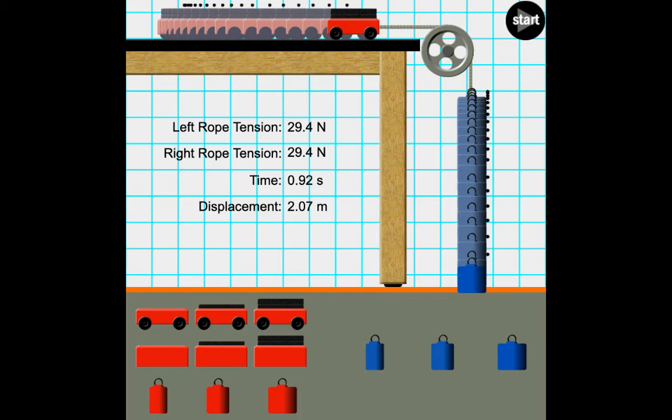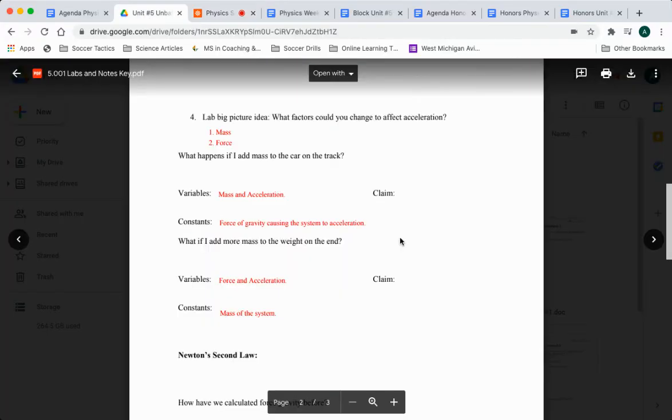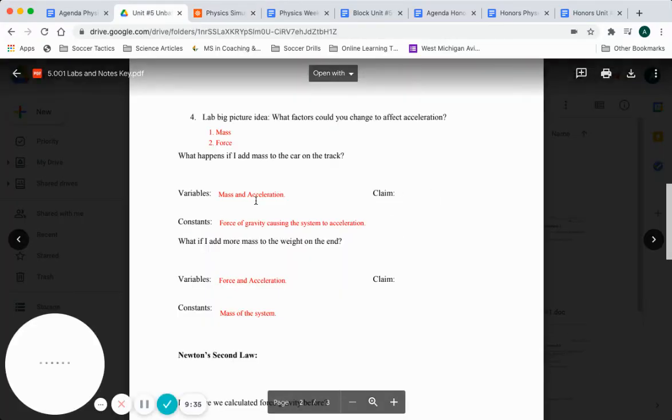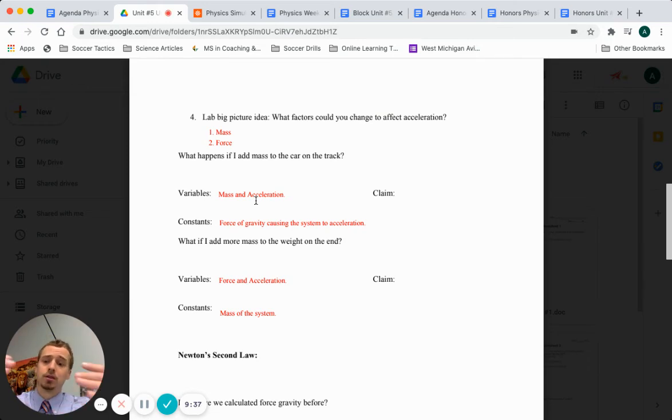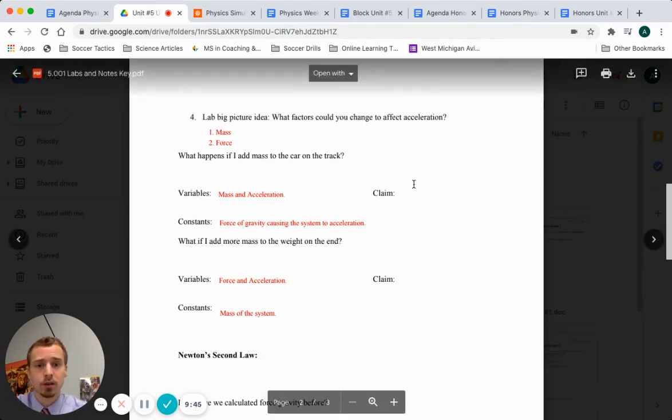So that's the first thing that you guys are going to be doing, and you are going to fill out your claim here. Right? The more mass you have, the less acceleration, or the more mass you have, the more acceleration, or the more mass you have, it doesn't really affect the acceleration. So that's the first thing you guys are doing, filling out that claim based off the simulation.